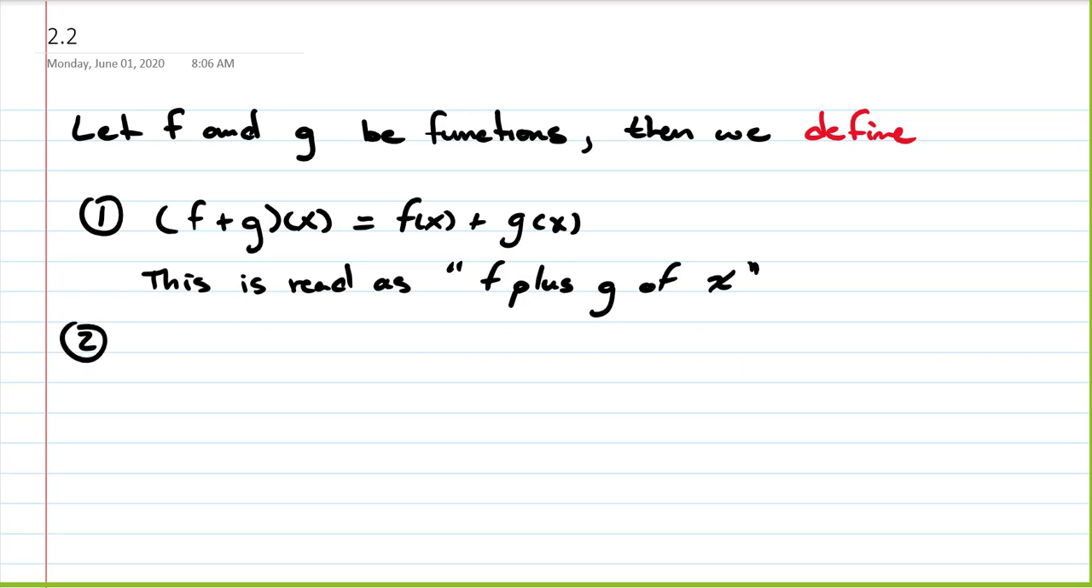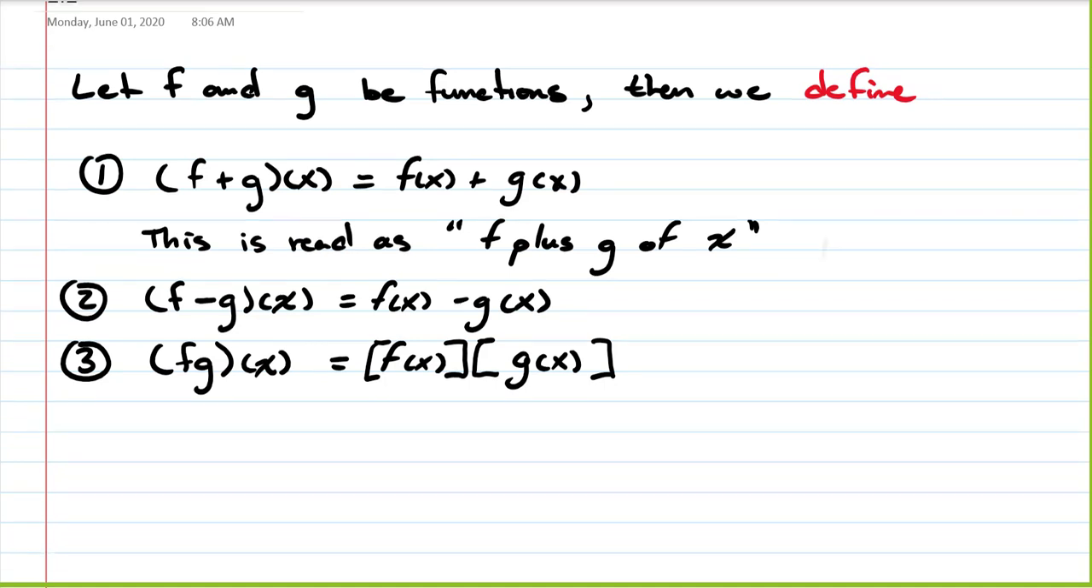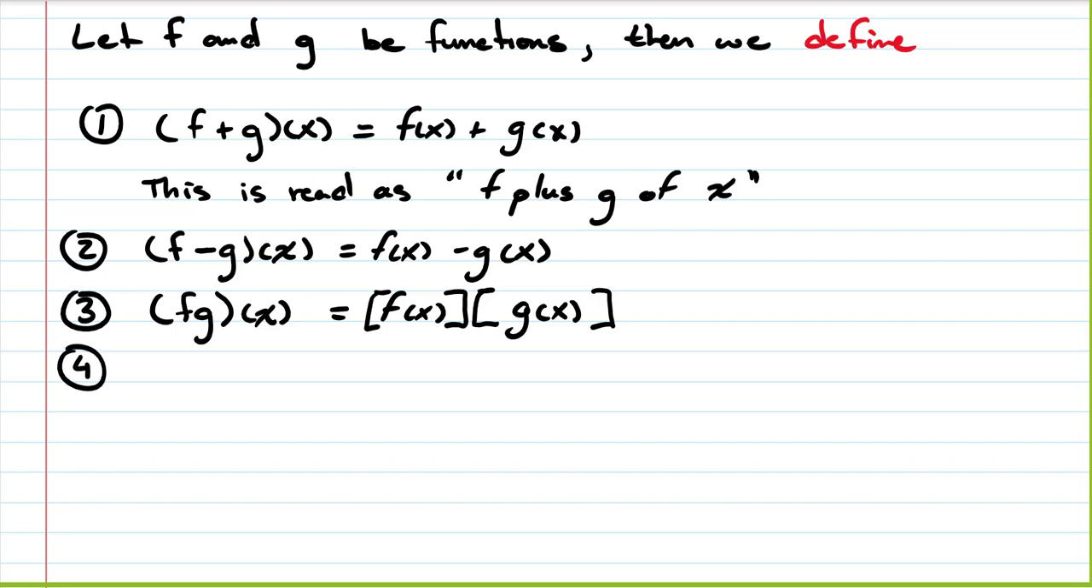We have another definition, (f minus g)(x), and it means what we think, which would be f of x subtract g of x. Our next one is the juxtaposition of f and g. If we write them next to each other, that's the same as the function f of x times the function g of x. And then lastly, for 4, if we have f divided by g of x, it means what we think. We take the function f and we are going to divide it by the function g.